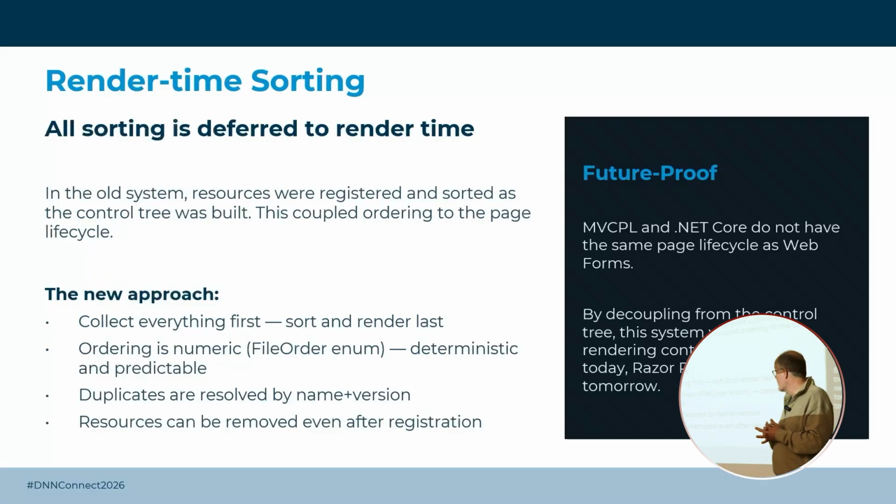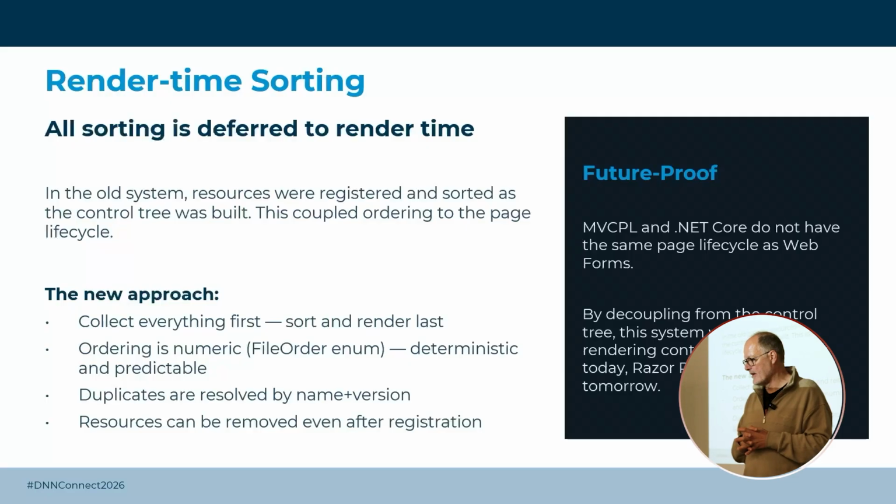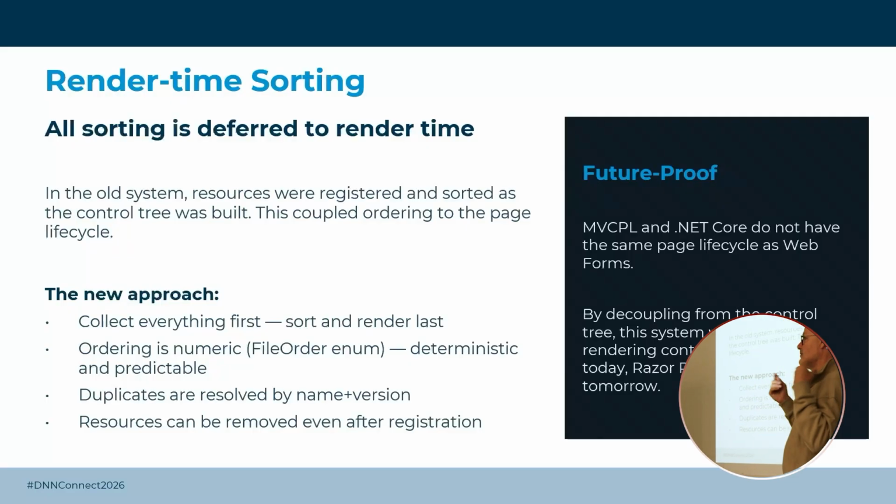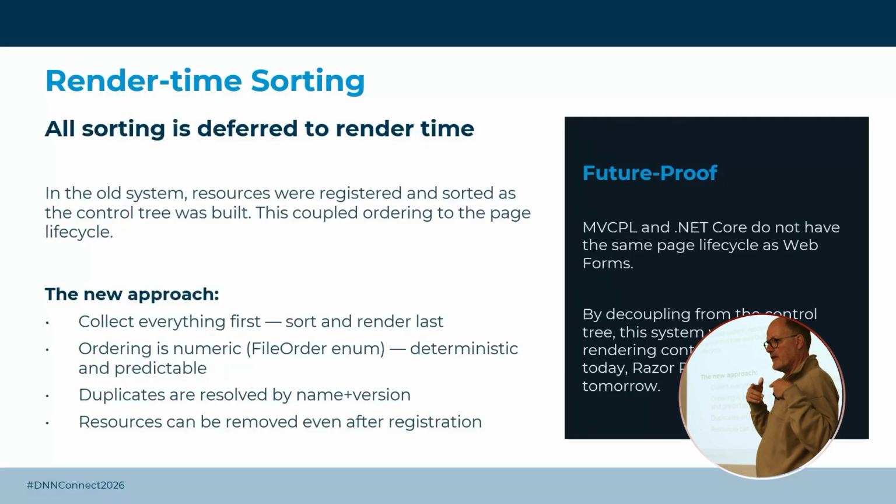Right, render time sorting. So that's the thing that now becomes a little bit easier to understand from the framework code perspective when it actually happens. It's like, okay, now I know that all sorting is going to be done at render time. So what it does is collects everything. We have the file order. Duplicates are resolved by name and version, and resources can still be removed during the whole registration process.